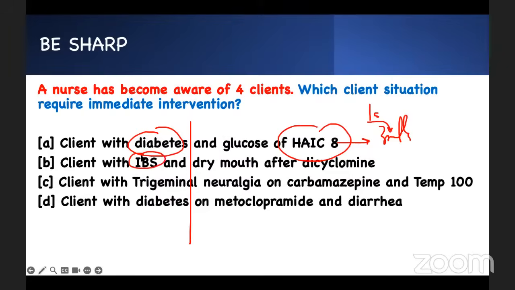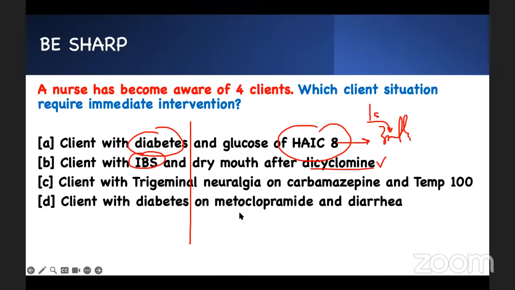Irritable bowel syndrome, and I give you dicyclomine. It's an anticholinergic. That's the treatment for that, to slow things down, right? Anticholinergic, what do they do? Dry mouth, urinary retention, dry eyes, constipation. You have dry mouth, an expected side effect. I will educate you about it. Okay?